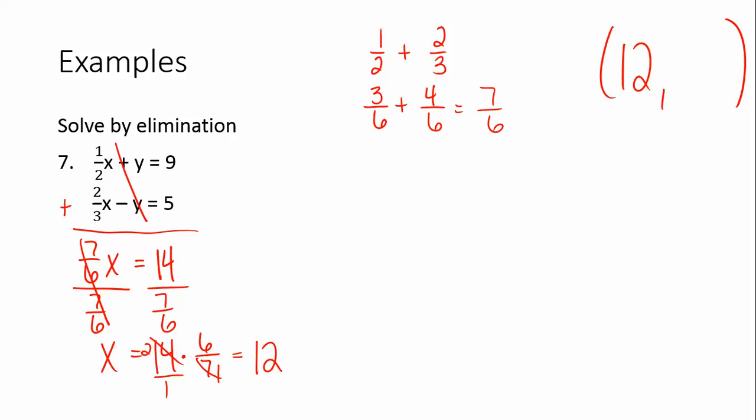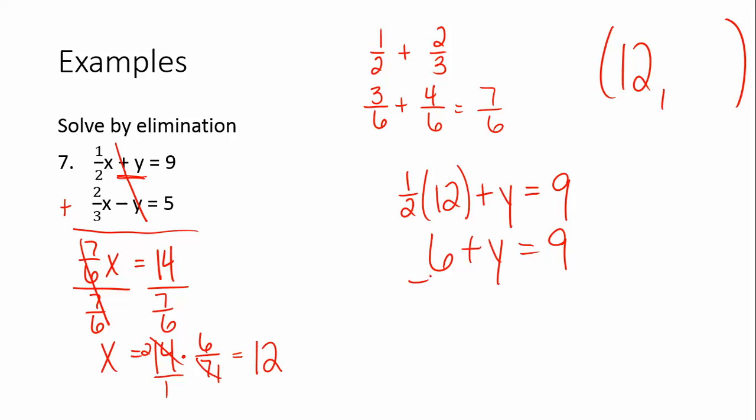12/1 is just 12. And now I need to plug that 12 back into the first or second equation. I'll pick the first one. Typically I pick the one that has the positive variable I'm trying to solve for. You could plug it into the second one, but then at the very end you end up having to divide by a negative, and I just cut that step out by picking the one that has the positive y. So a half times 12 is 6. We subtract 6 from both sides, and we get that y equals 3.